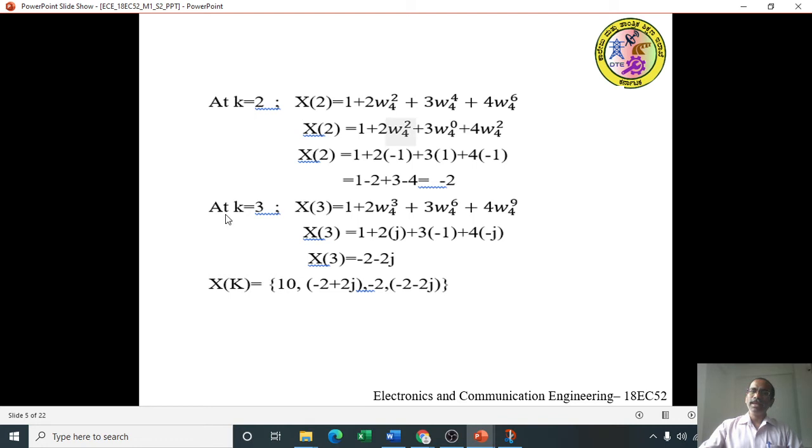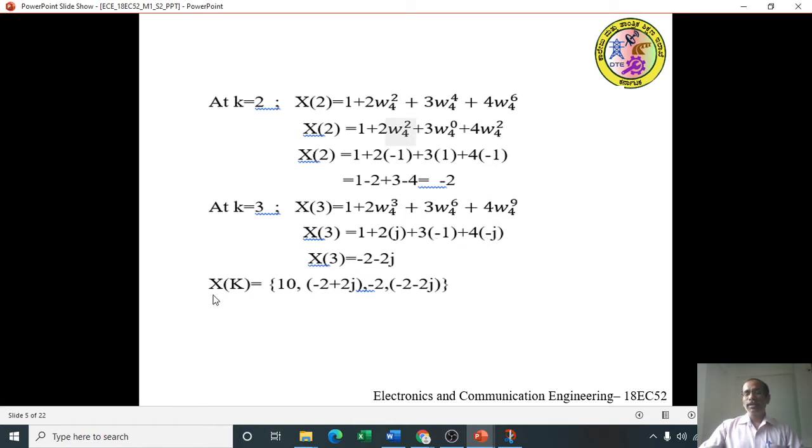Let us try at k equal to 3. X of 3 is equal to 1 plus 2 omega 4 power 3 plus 3 omega 4 power 6 plus 4 omega 4 power 9. We have an answer for omega 4 power 3. For omega 4 power 6, we use the periodicity property of Twiddle factor, which becomes omega 4 power 2, and that is minus 1. Omega 4 power 9, that is omega 4 power 1, which is minus j. Solve this. This is minus 2 minus 2j.